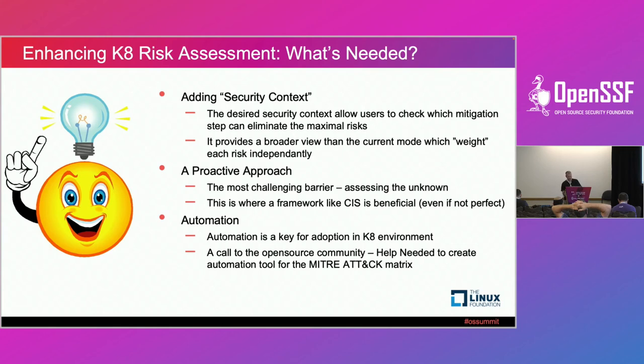Another thing that is really missing is the proactive approach, right? The most challenging barrier is assessing the unknown. It's always hard to predict the unknown, right? In security, this is one of the big things. You never know what you never know. But this is an area where the CIS is doing a good job because, yes, you don't know everything that you can do, but you know that you can minimize the attack surface by covering all the different elements and adding this security layer.